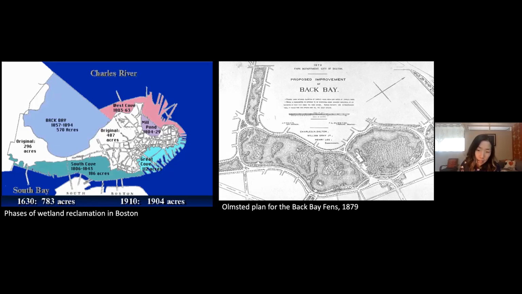But even then, in the 1880s, when the Fens was realized, Olmsted refused to call his design a park because of the marsh's lack of aesthetic appeal. He insisted instead on calling the project an example of sanitation engineering.